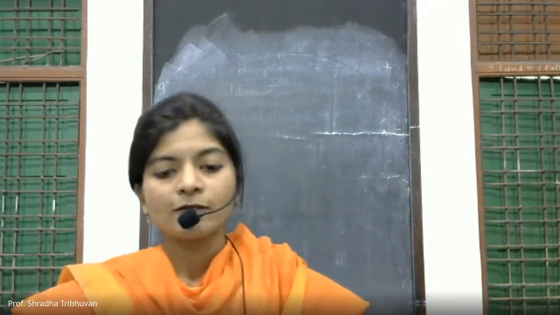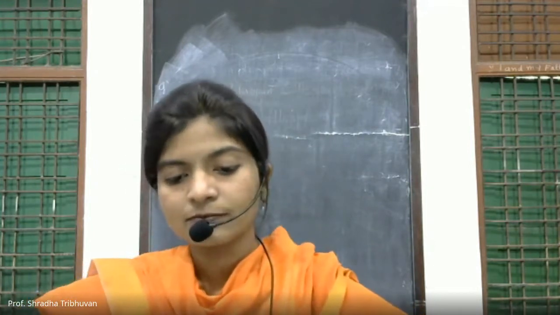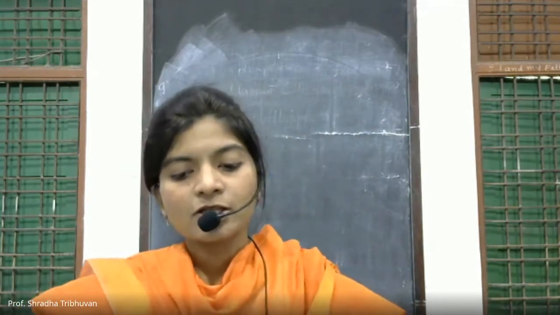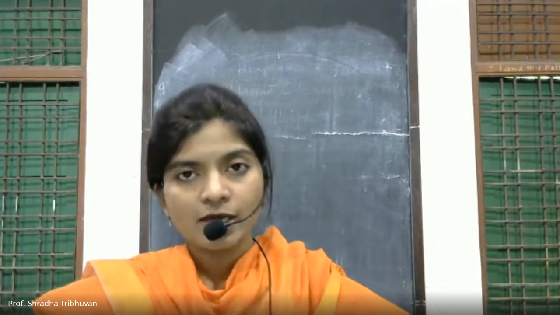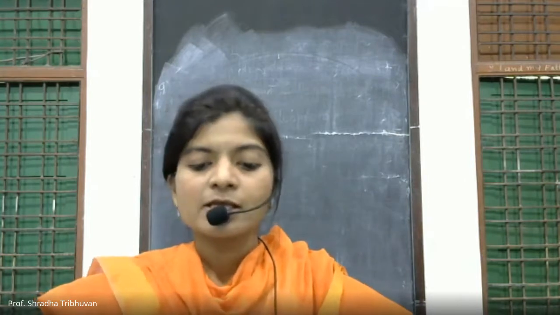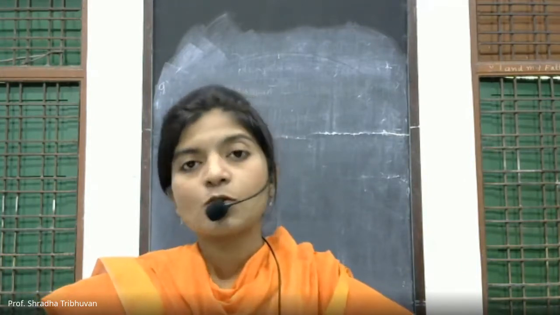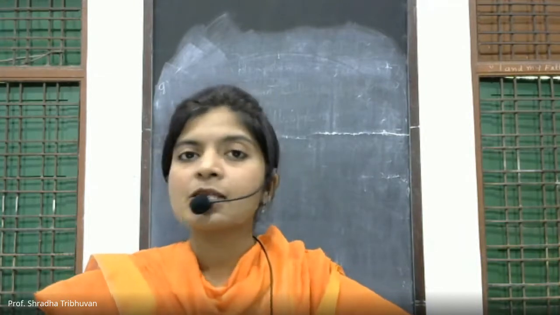Now, order of the reaction. For the reaction aA plus bB gives cC plus dD, if the rate of reaction is given by rate equals K into active mass of A raised to X into active mass of B raised to Y, then the sum X plus Y gives the overall order of the reaction. We have already seen that these coefficients X and Y are experimentally determined.